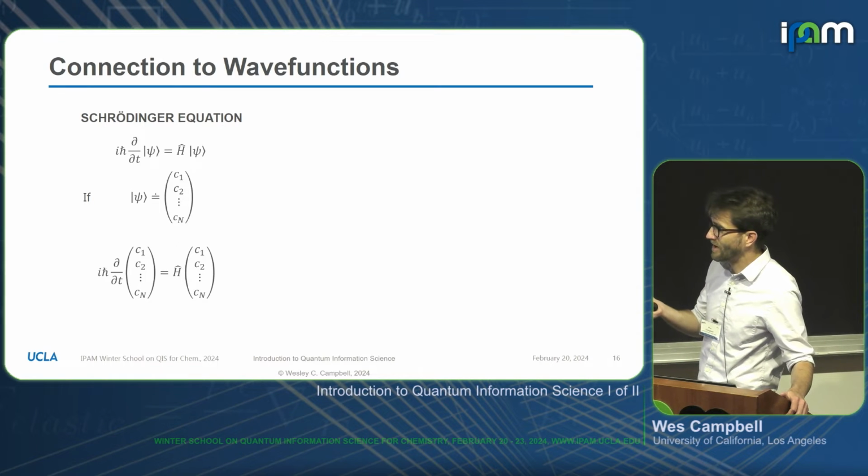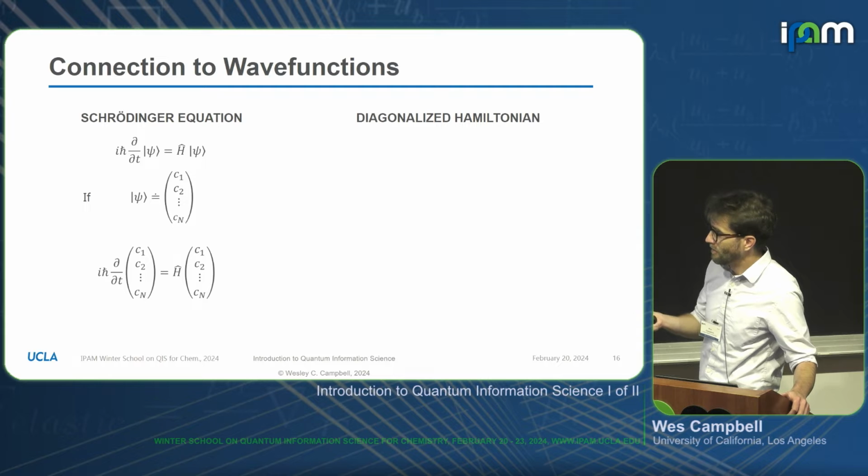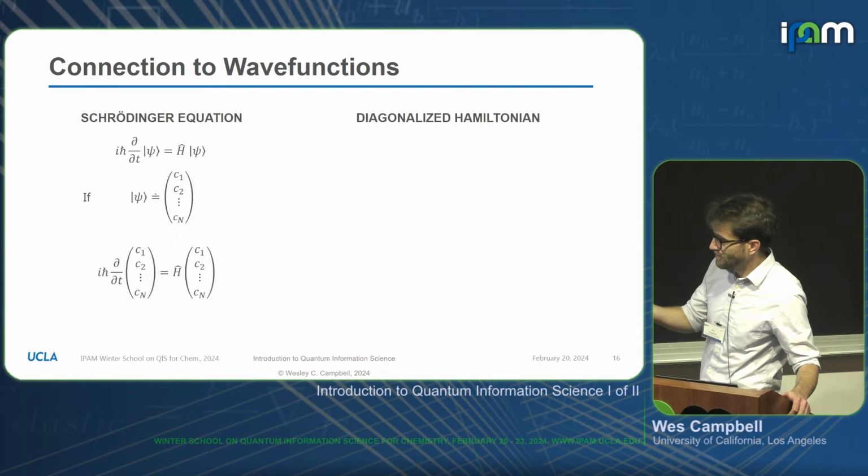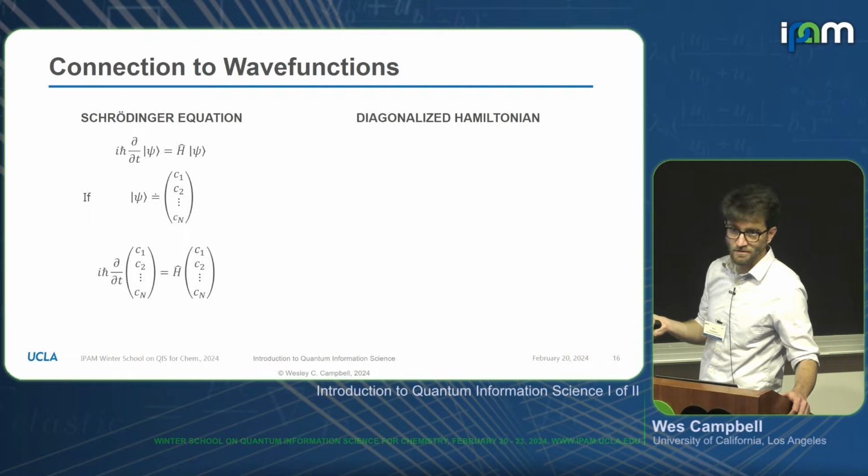So a matrix representation of this: well, if psi is a column vector here, how do I take the time derivative of a column vector? Well, what you do is you take the derivative of each of these little elements, these c_n here, okay? So this is a way to represent the Schrodinger equation in terms of this matrix representation of our states, okay?